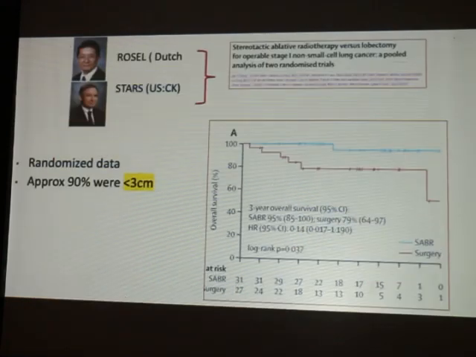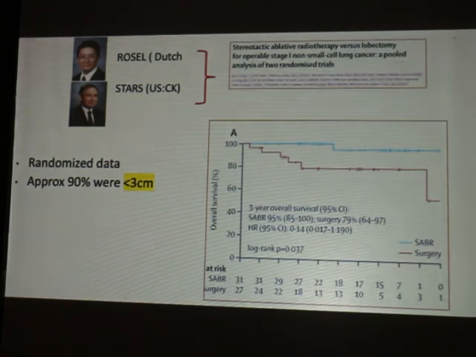Although there was an equipoise, when we talk about operable tumors, there were 3 large international randomized trials started in Europe and America. Because of non-cooperation from the surgeons or whatever, the trials could not be completed because of poor accrual. So these two, Robert Timmerman and Joe Chang, one a radiation oncologist and the other a thoracic surgeon, did a pooled analysis of those trials, because independently the number of patients was not sufficient. So they combined both trial results.